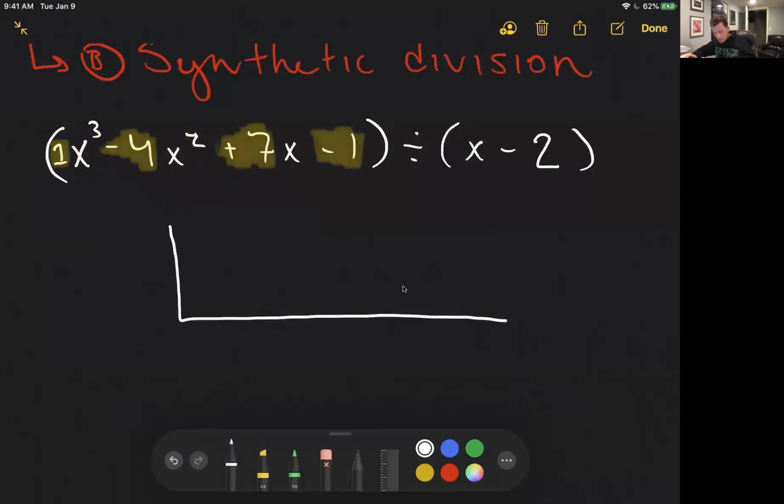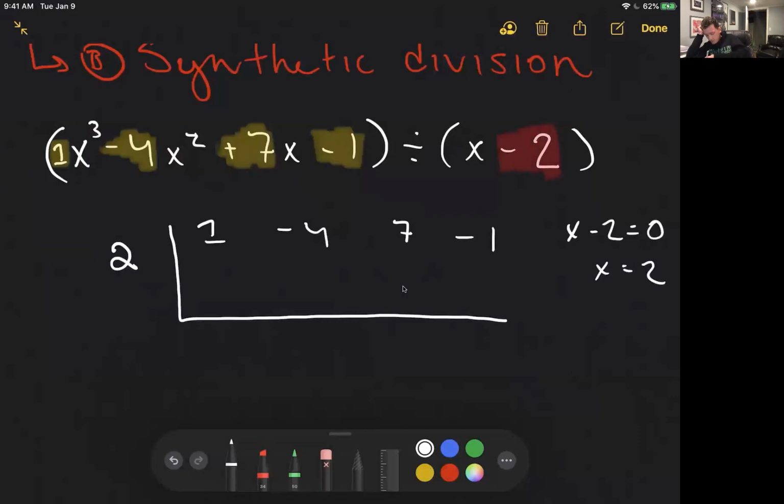You take those coefficients, and you might have noticed this funky upside down fraction bar. That's what I always call it, because technically we're dividing. So you write those coefficients on the top right here: 1, -4, 7, and -1. You then have to deal with the number you're dividing by. But you're not actually dividing by -2, you're dividing by +2. You're taking the opposite, because technically speaking, x minus 2, when you set it equal to 0, is equal to 2. That's just a side note.